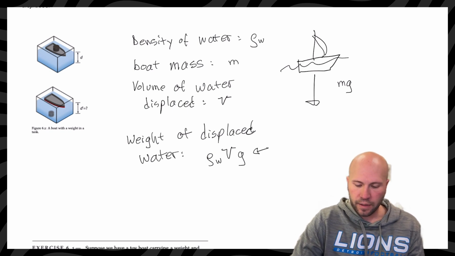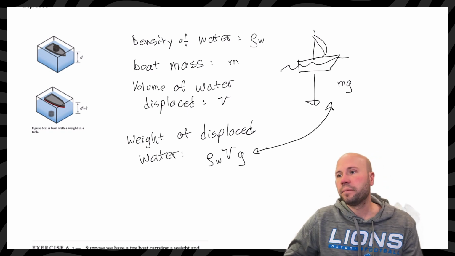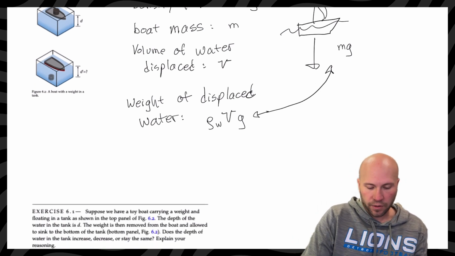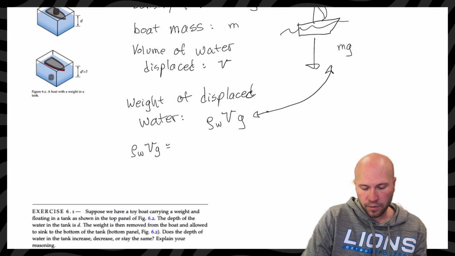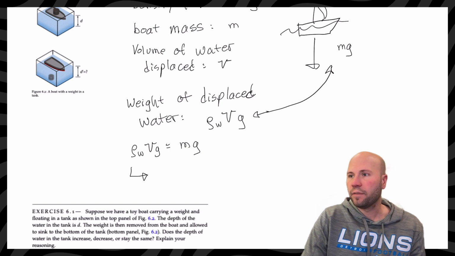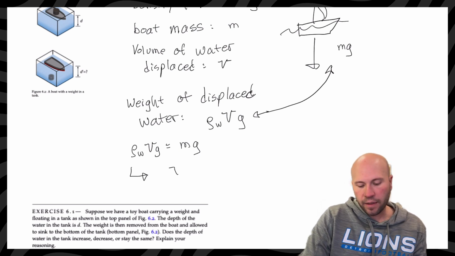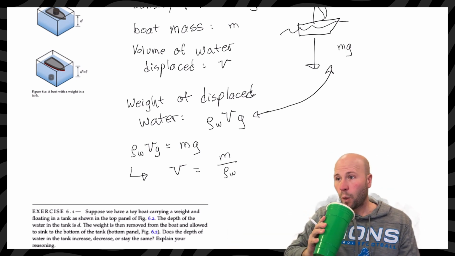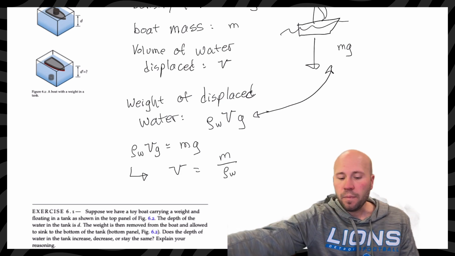This has got to equal that, mg. And so if we set these two things equal to each other, ρ times V times g is equal to mg. What we get out of that, very simply, is that the displaced volume has got to be equal to the mass of our boat divided by the density of water. Easy peasy.